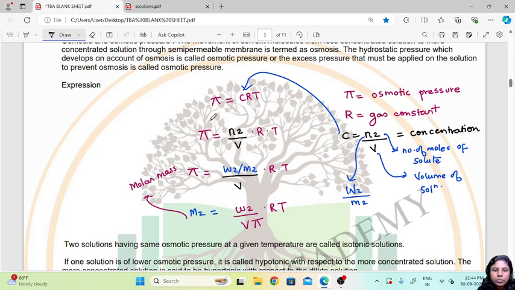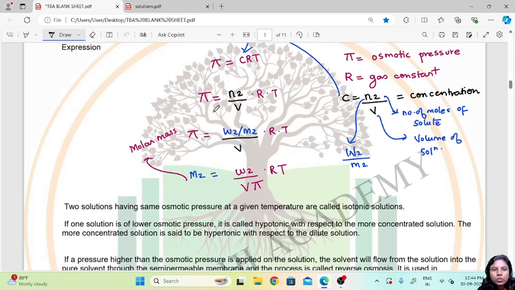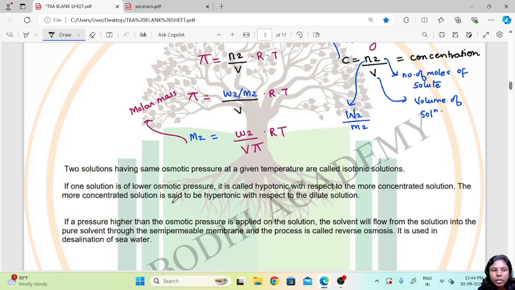So this C, if I substitute here, I get pi equals n2 upon V dot RT. So pi can also be written as, now this n2, that is moles of solute, can also be written as the weight, that is the given mass, upon the molar mass. So if I substitute, I'll get pi equals W2 upon M2, the whole divided by V, dot RT. So now from this, if I want to find the molar mass of any substance, I can find it as M2 equals W2 RT upon V pi, by rearranging the same equation.